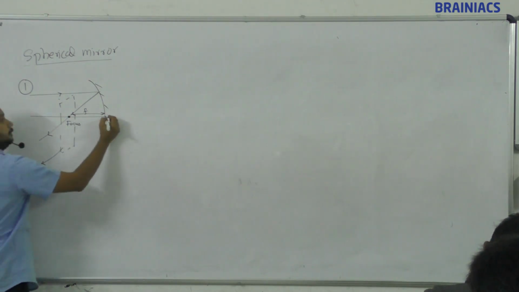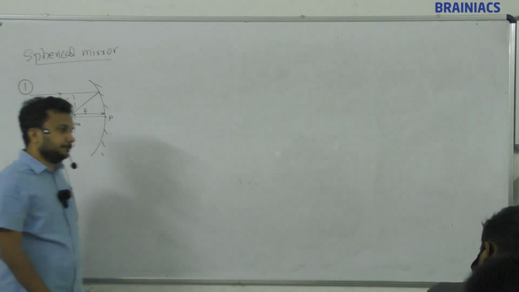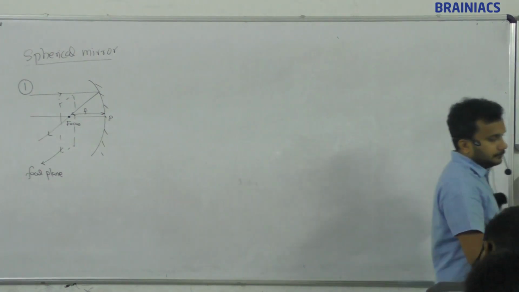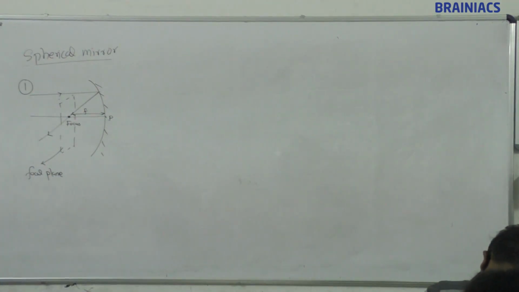You have to write all these things. So draw the first diagram, then we'll write. After reflection, the rays will meet at a point. That point is called capital F, or we call it the focal point, and that area is called the focal plane. We will write the notes down.